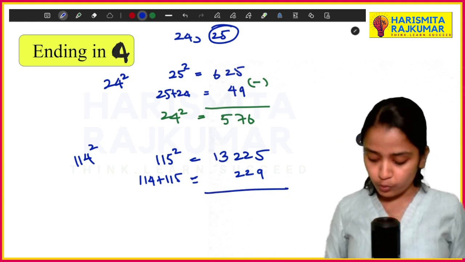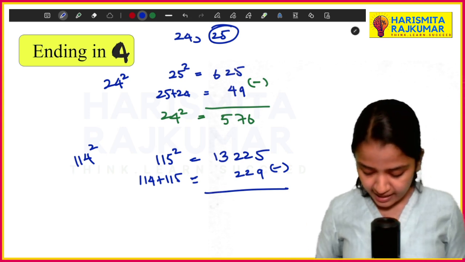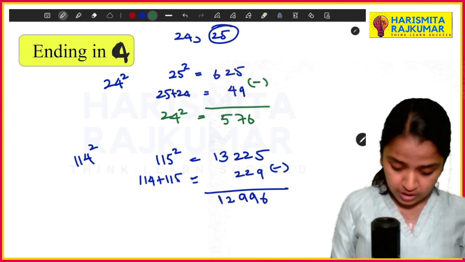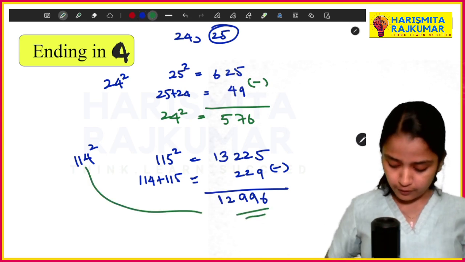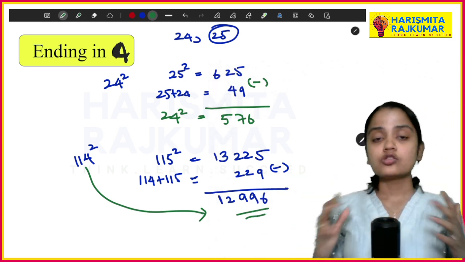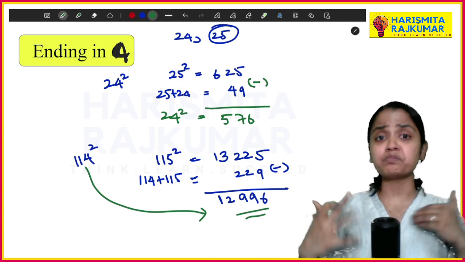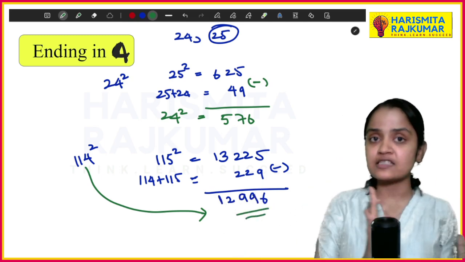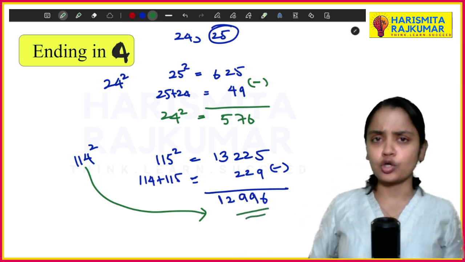So now I am going to subtract it. So when I subtract it, I'll be getting 12996. So this is my final answer for 114 square. Okay, so I hope you got it. I'm just quickly telling the ending of 4 because I have clearly explained ending of 6. You'll be able to cope with it, right?